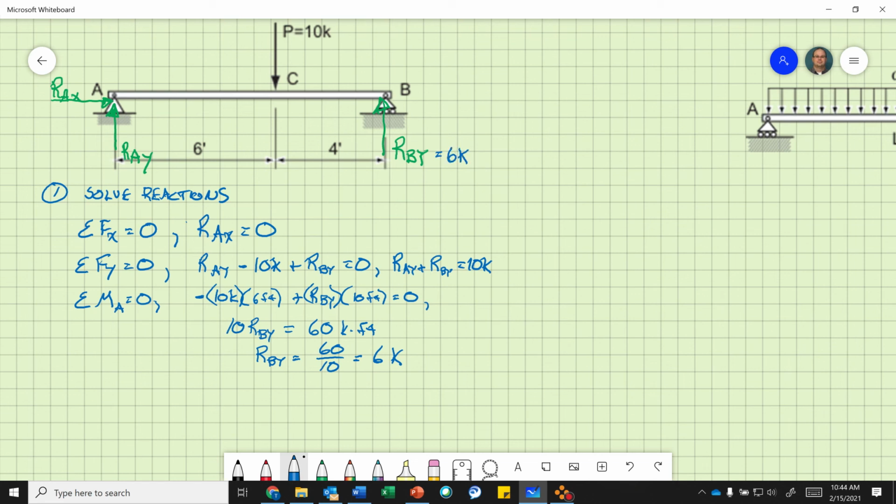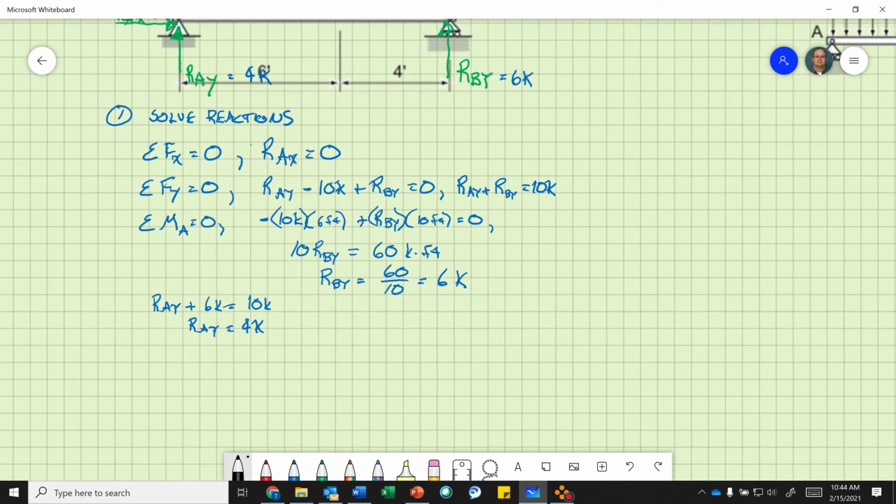So now I do substitution. So the reaction at point A plus the reaction at point B, which is 6 kips, has to equal 10 kips. So the reaction at point A has to equal 4 kips. Okay, and we know this equals 0. So now make sure you check equilibrium. Don't forget this step. Check equilibrium.